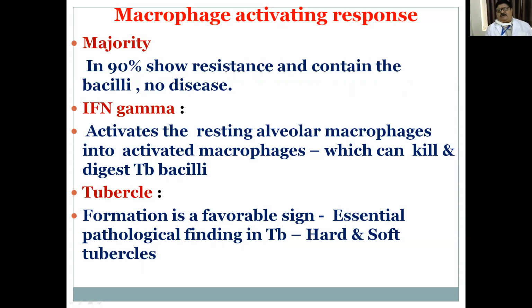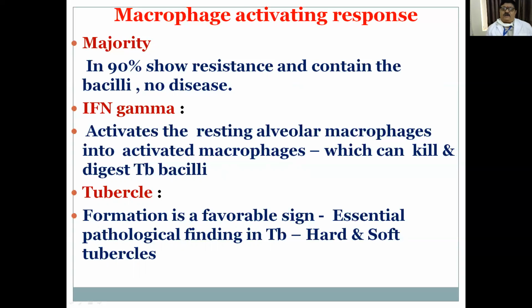And I told you about the macrophage activating response and the tissue damage response. These are the two important things. So in the majority of cases, 90% show resistance, and they contain the bacilli, no disease. So though we have the Mycobacterium tuberculosis bacilli inside, we don't show the disease because we have some resistance to it.